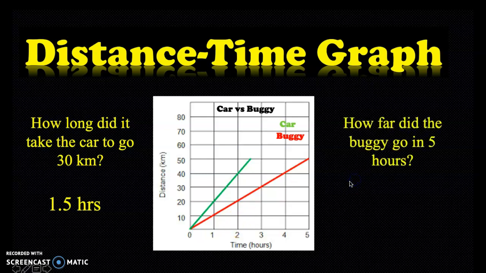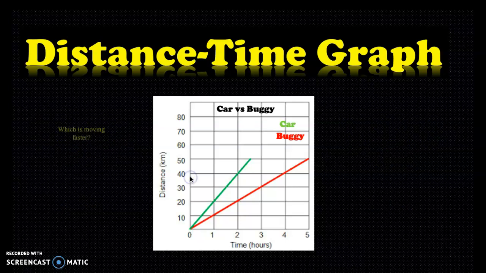So how far did the buggy go in 5 hours? In this case, we're doing the opposite. We know the time. We go to 5 hours. We come up until we hit the red line because it is the buggy, and then we simply come across and find our distance, which happens to be 50 kilometers. Very simple and easy to read. Just remember, you have to pick out what you are trying to find. If you start with kilometers, you go up and come across, and then you can find your time. If you know the time, you can find your distance.